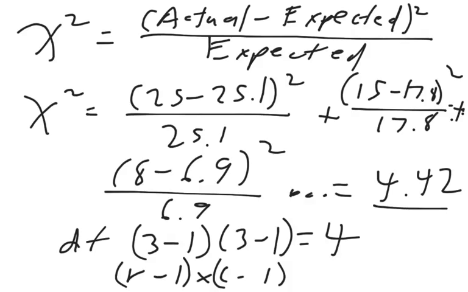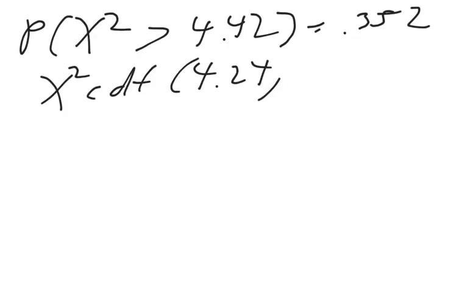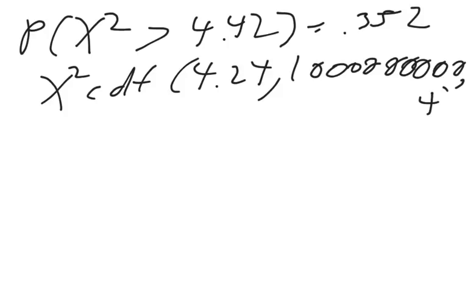Now the nice thing about chi-squared is it's always greater than zero. Come back here, check our number, 4.42. And I get 0.352 by using the chi-squared CDF from 4.42 to a billion, with 4 degrees of freedom.